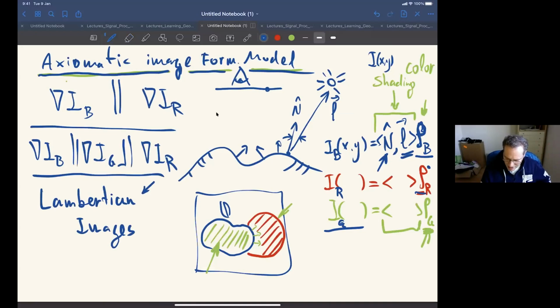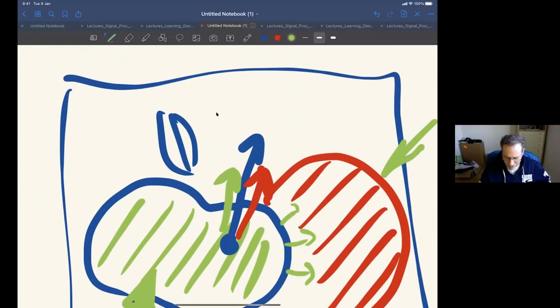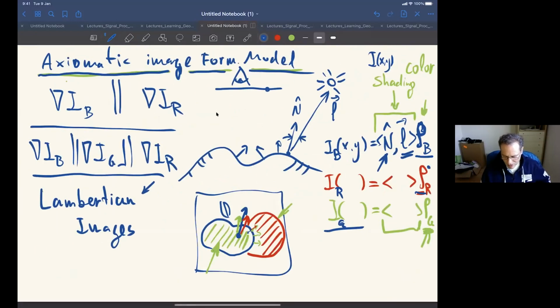It basically says that if we look at the gradient of the blue, the gradient of the red, and the gradient of the green, they should all be parallel to each other. By the way, as a side note, the same property should also hold along the boundary. Along the boundary, the red, green, and blue, since I have an abrupt change in intensity, should also be parallel. It could be in the other direction, but they should be parallel to one another. So this would also apply at the jump between objects.